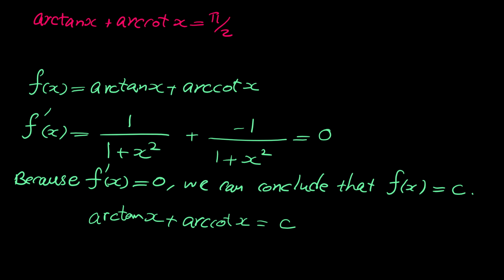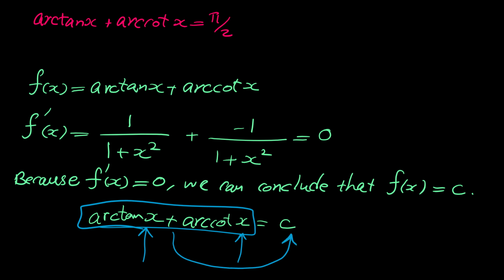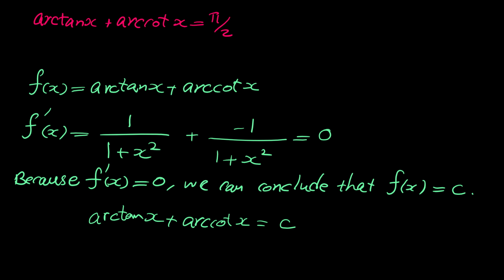For finding c, simply you can substitute a random value for x. Calculate the value of this, and then you can find the value of c, because it's always the same. We know that the value of arctangent of x plus arccotangent of x for any value of x is always a constant c. For example, let's substitute 0 for x. By substituting 0, we have arctangent of 0 plus arccotangent of 0.